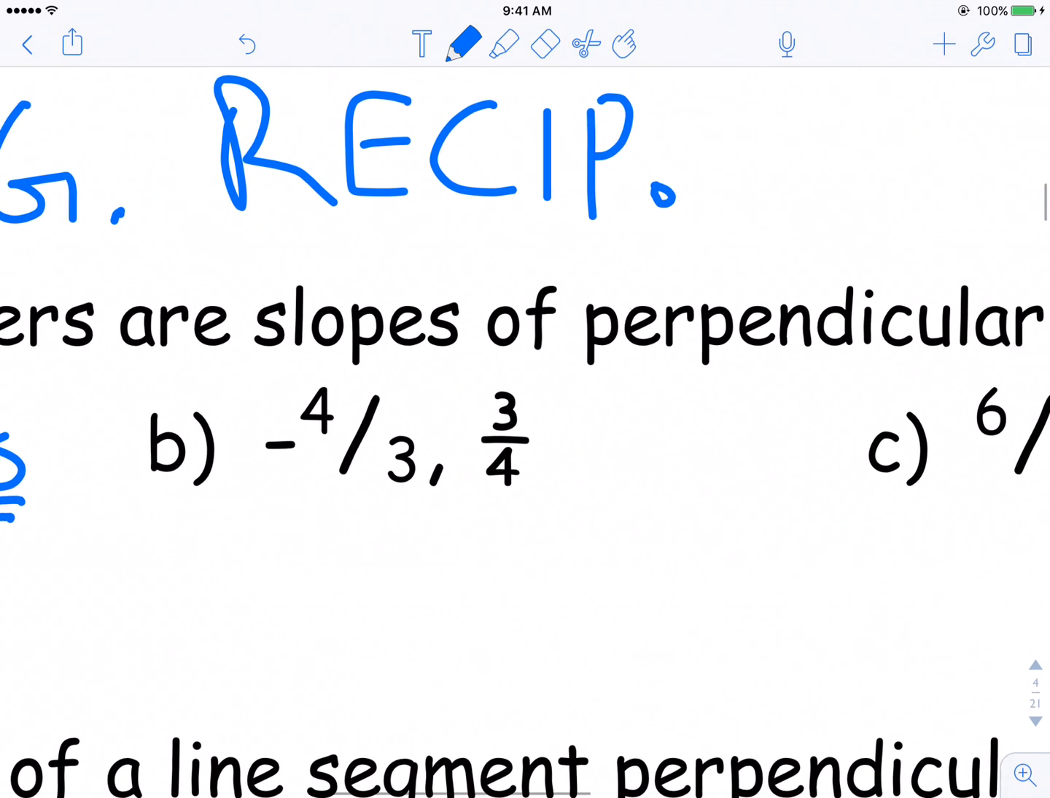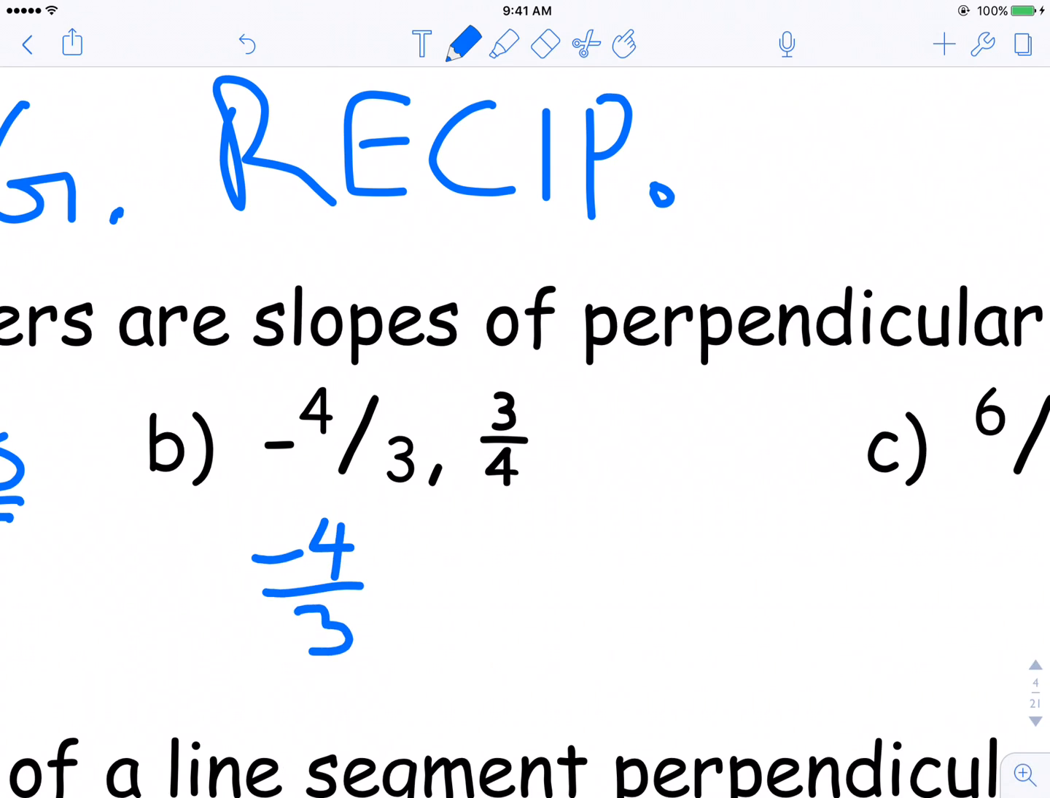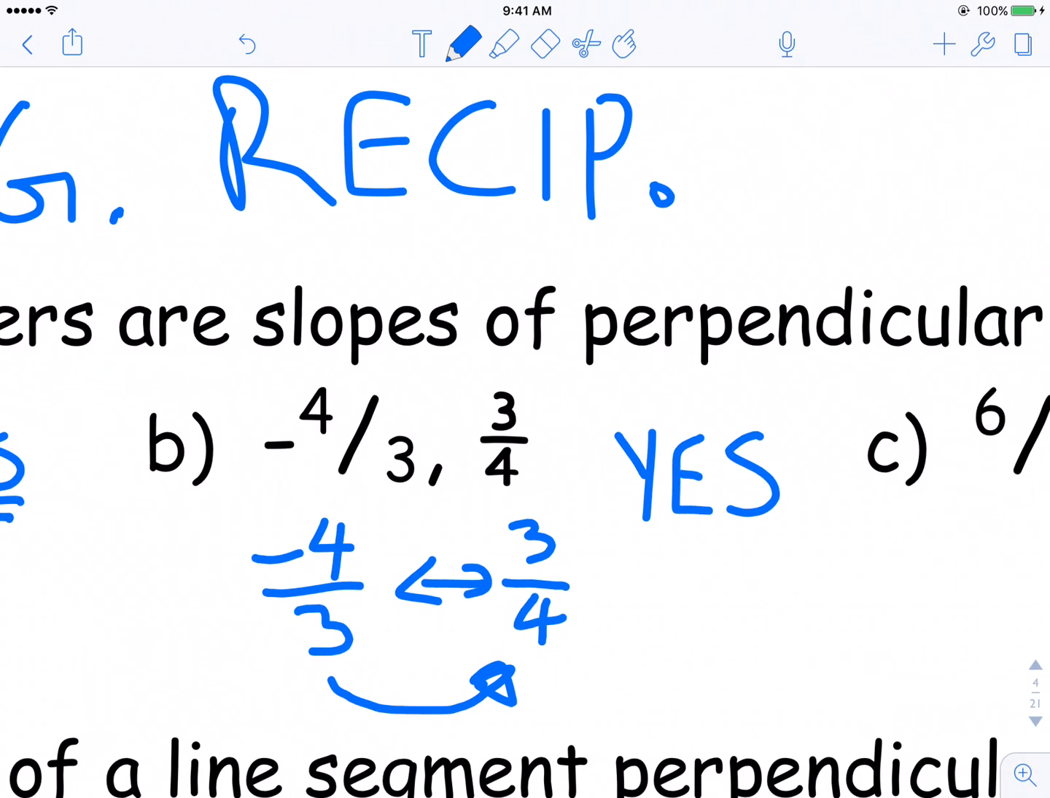Question B. Negative 4 over 3 and 3 over 4. Change the sign, flip the fraction. Yes, these are negative reciprocals.